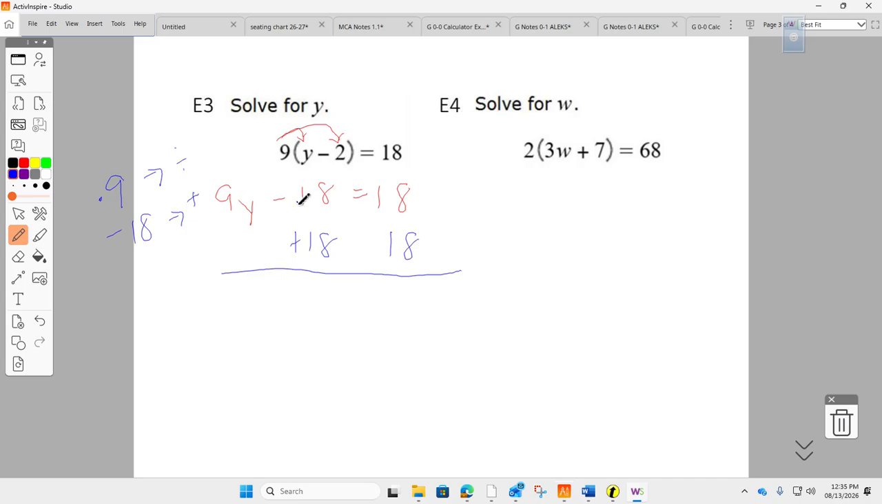Negative 18 plus 18 does simplify to 0. So what we have left on the left side is 9 times y. 18 plus 18 is 36. Now we said we're going to divide. So dividing by 9.